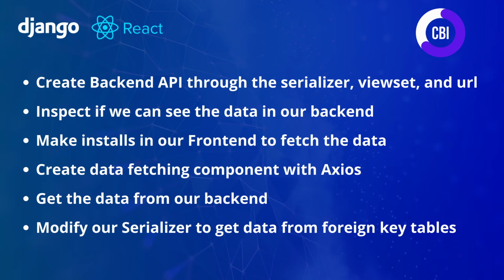Now there are a few steps that we're going to take to realize that. We're going to start by creating the backend API by creating that serializer, view set, and the URL. Then we're going to inspect if we can see the data in the URL of our backend. Next, we will be making some installs in our frontend to fetch the data, which is Axios. And then we're going to create a data fetching component with Axios so that we can have a reusable method for getting the data from our backend. Then we're actually going to get the data from our backend and see if we can see it in our frontend. And as a last step, we're going to be making some modifications to our serializer to get data from the foreign key tables as well.